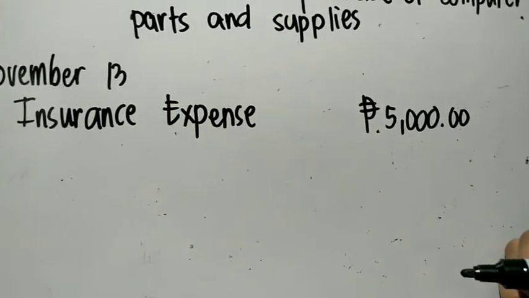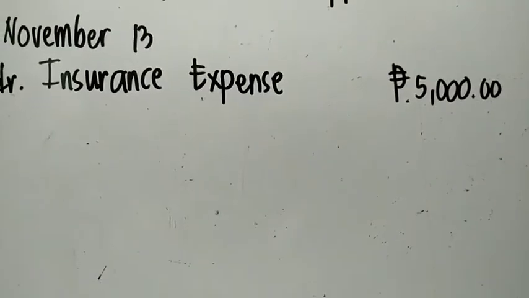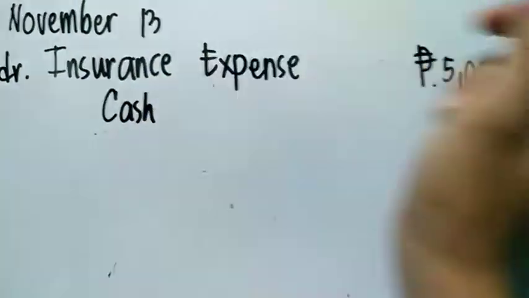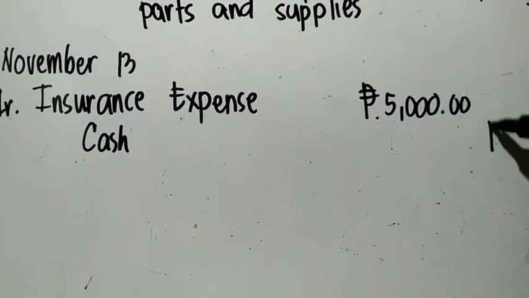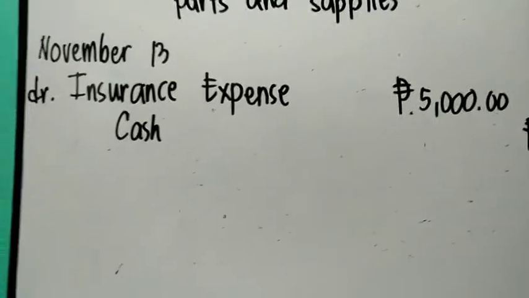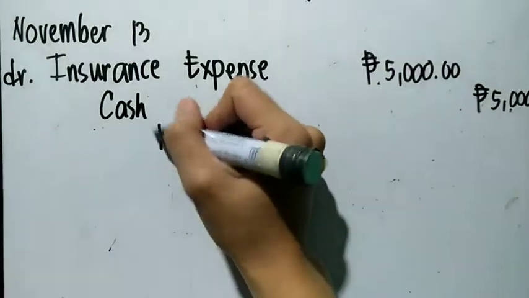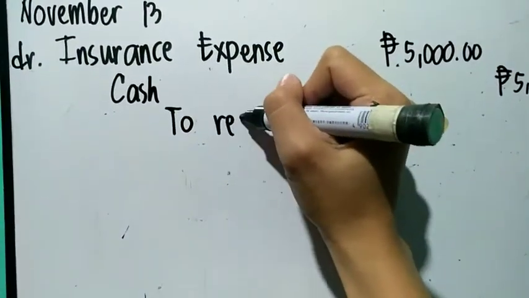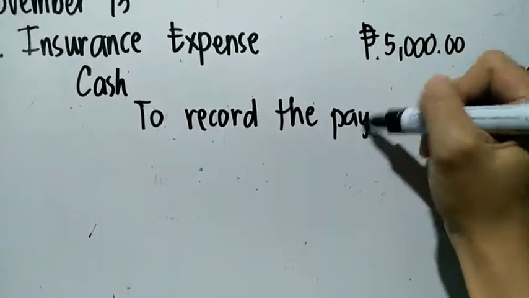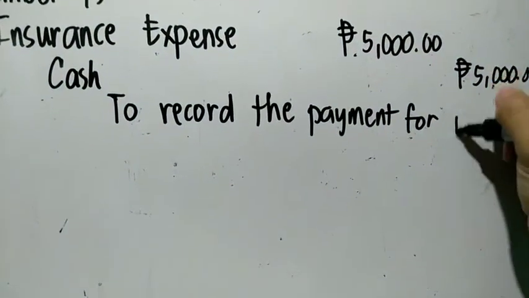And what is your value parted with? Like what did you give? Of course, when you paid for the insurance, you have given out cash. Of how much? It's the same amount. And your short explanation: to record the payment for insurance.